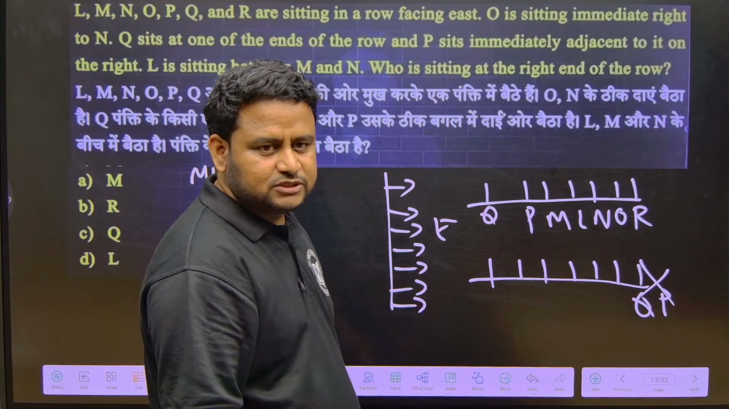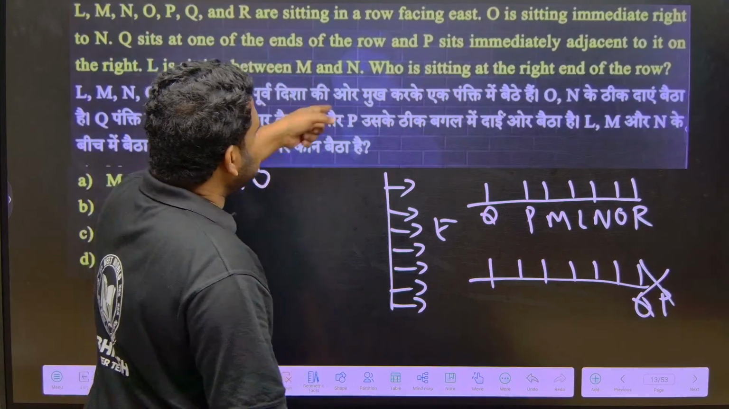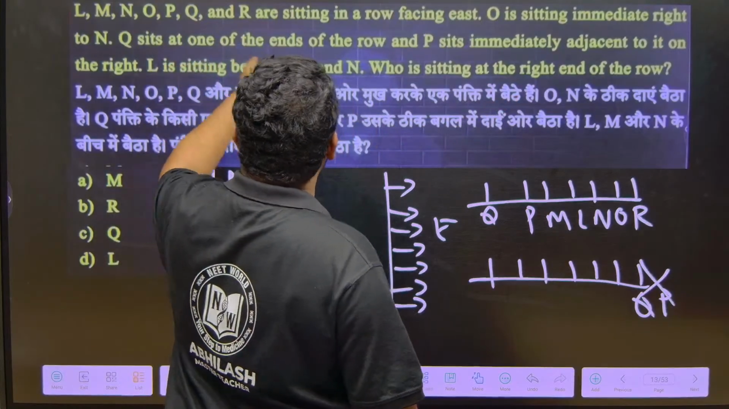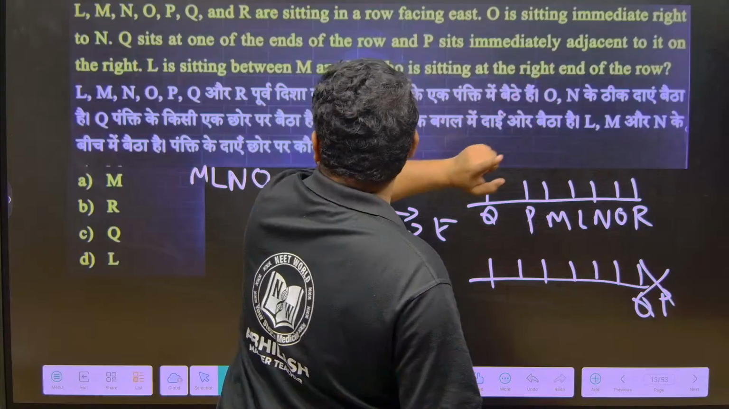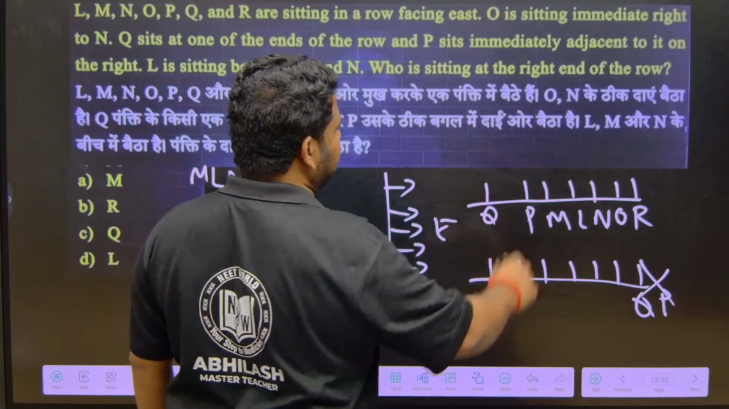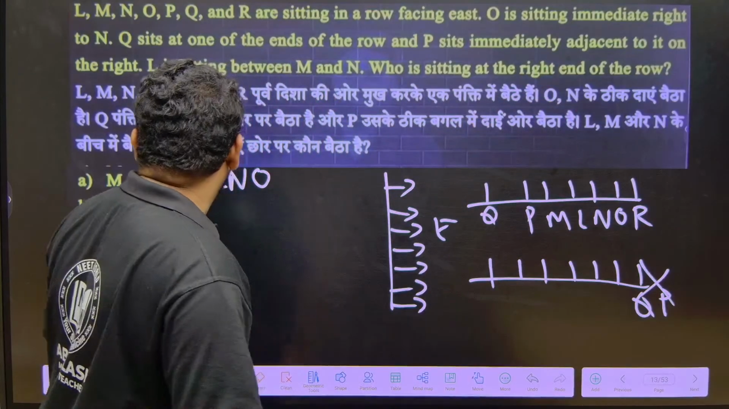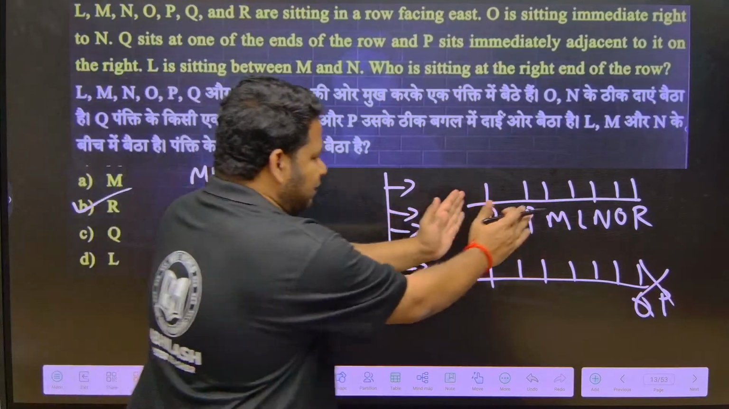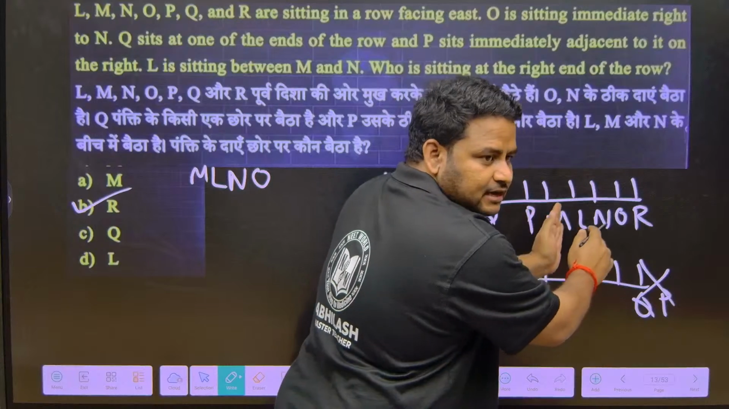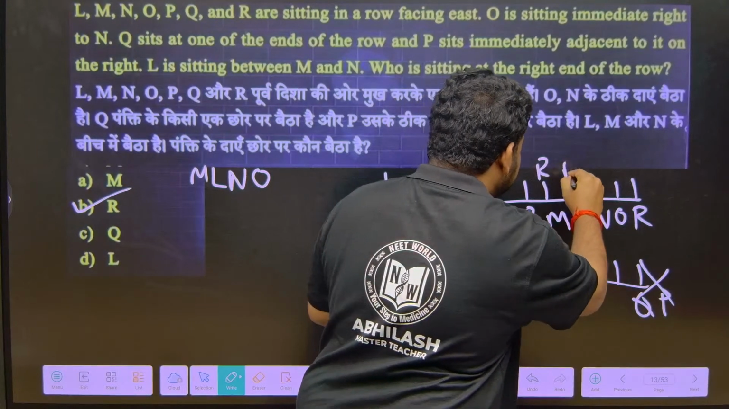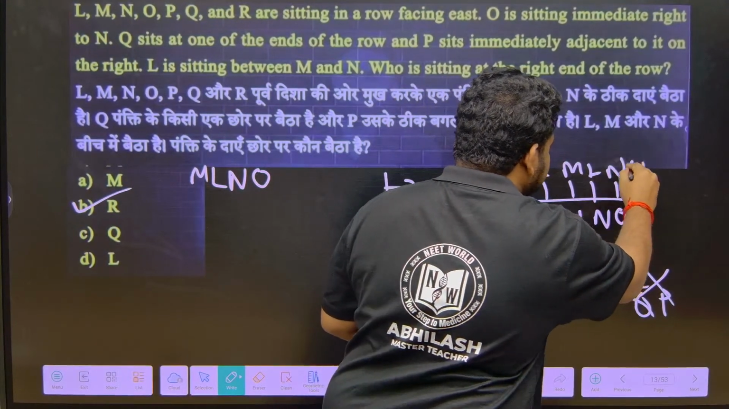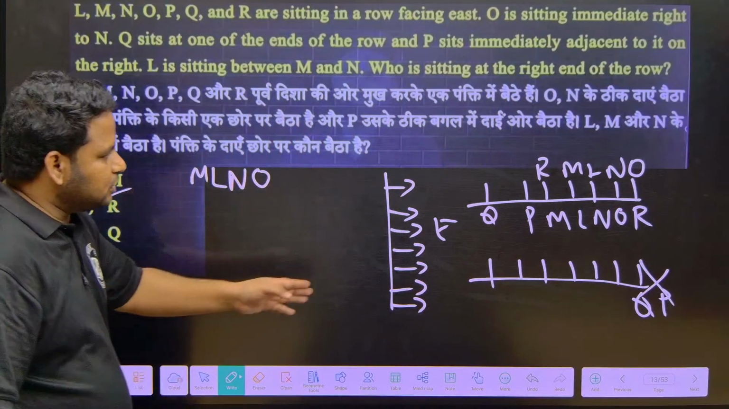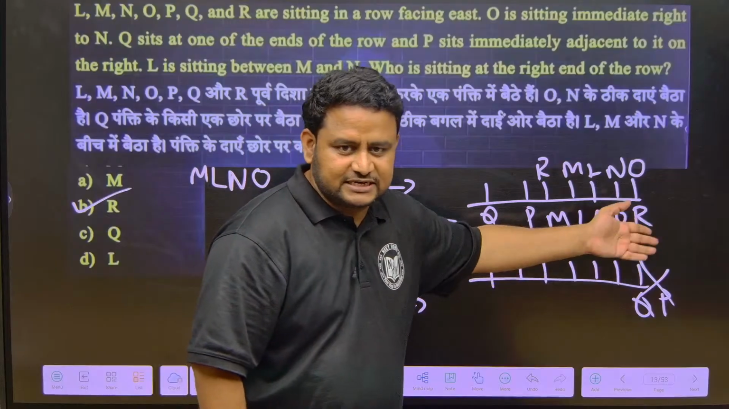So what is the answer to this question? Who sits at the right end of the row? It is R. Because if it was O, I could have left a gap and written R here, and it would have become ML, NO. But O is not in the option. So I should take this possibility only. So the answer is R.